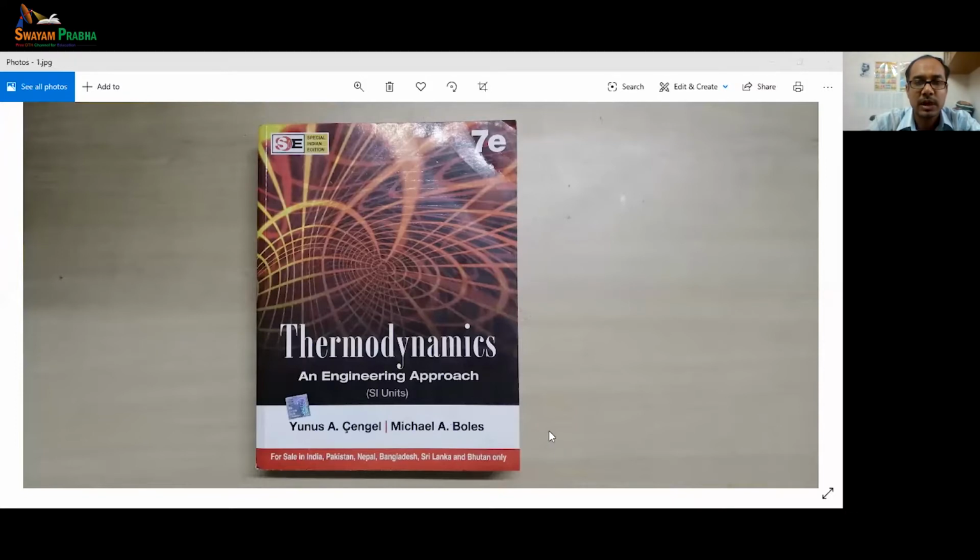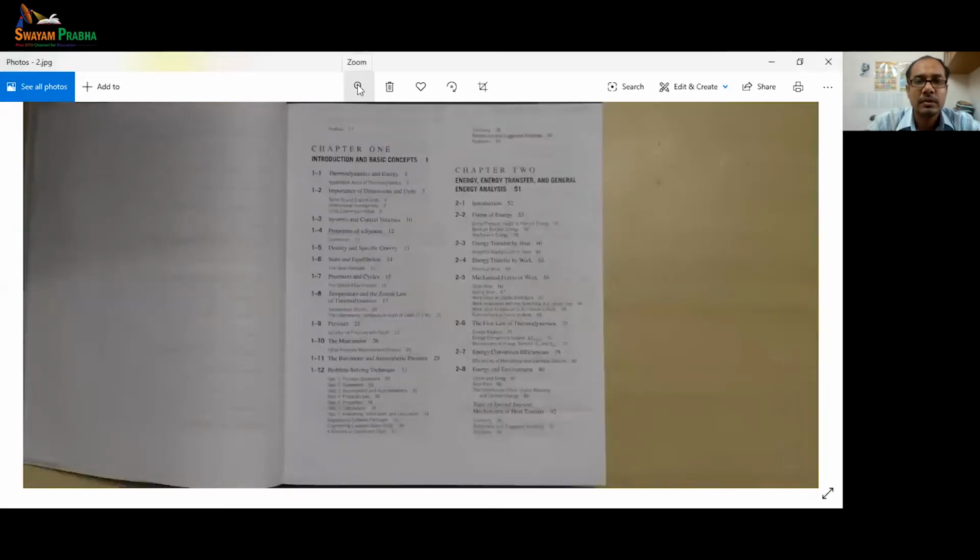So please follow the cursor so that you can see where I am pointing at. So this book is by Cengel and Bowles. This is the book that we follow for undergraduate thermodynamics teaching at IIT Kanpur. Okay. So for the first tutorial, we have looked at the first chapter, which was introduction and basic concepts. We have solved problems. And then for the second tutorial, we have covered the second chapter, which is on energy transfer and general energy analysis.